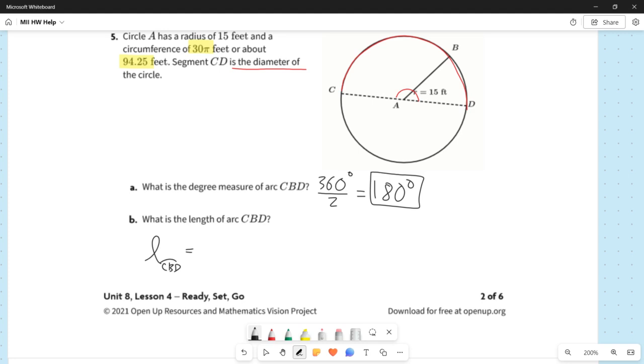So as we've already established, the central angle here is 180, and a full circle contains 360. Now, I want that much of my total circumference around the entire circle. And the circumference of a circle is 2 times pi times r, and in this case we're told that r is 15.